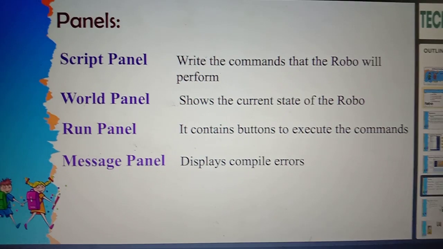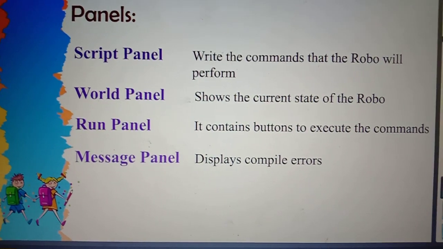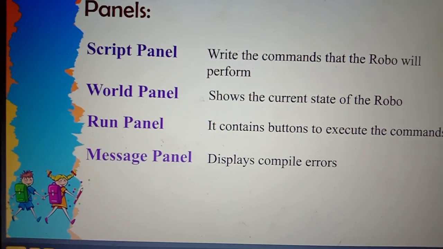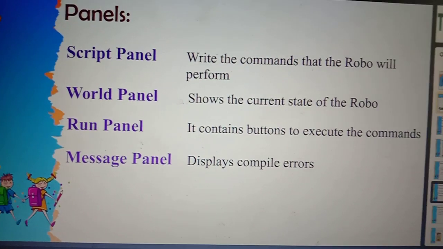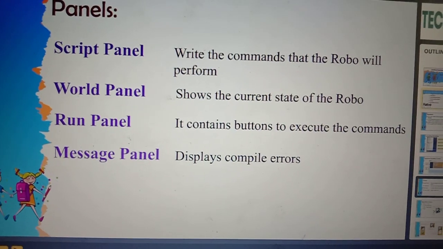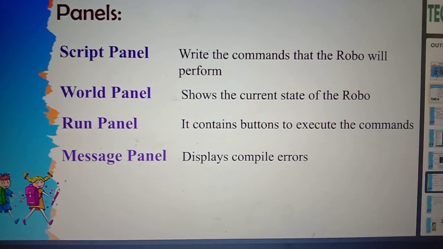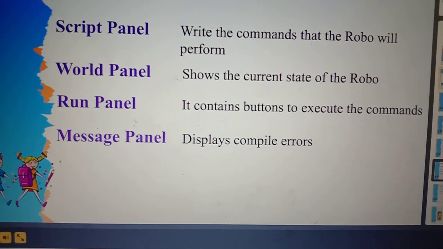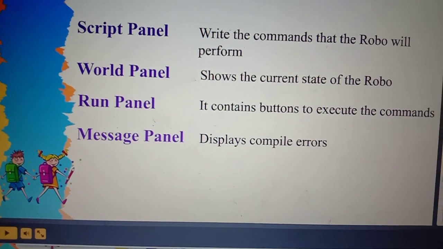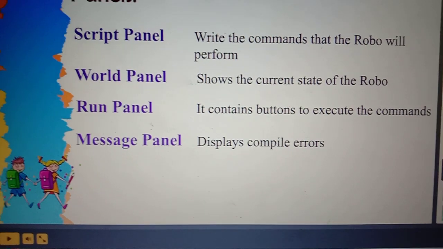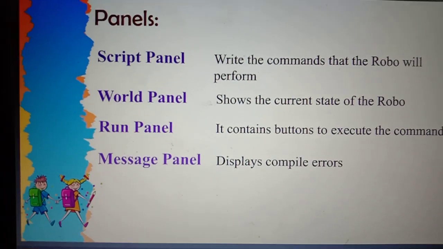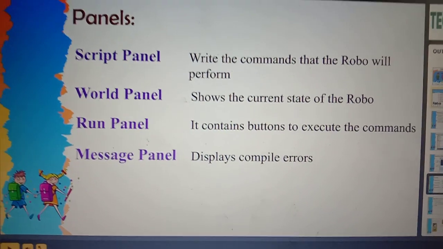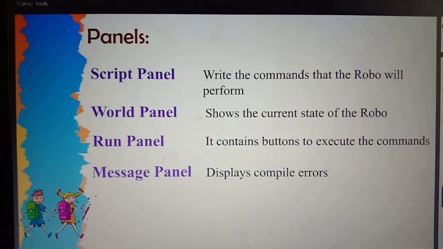If I'm asking anyone for directions, a route from one place to another, how will they suggest it? Go right, turn left, go straight. So they will give some instructions, right? So similar to that, you can instruct your robo: turn right, go forward 2 steps, backward. So in this format, you can instruct your robo. So the script panel helps us to give the commands. There you can write your program.